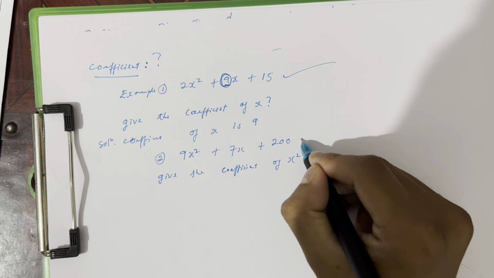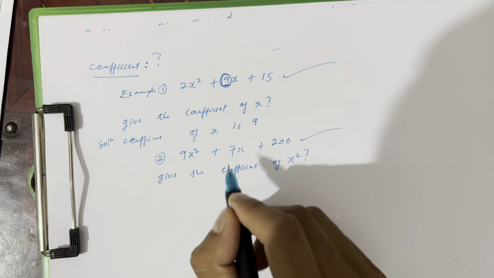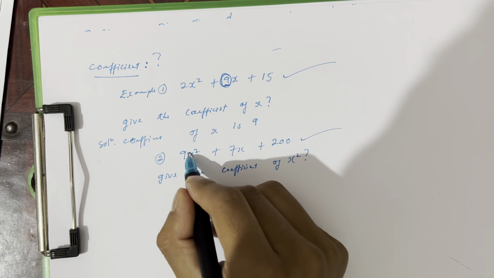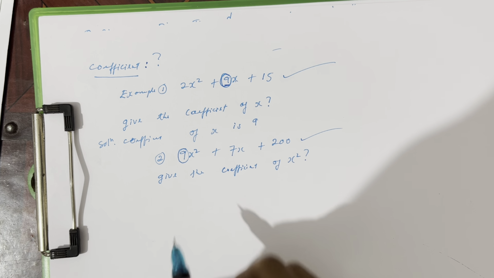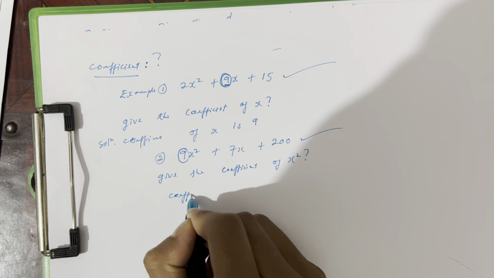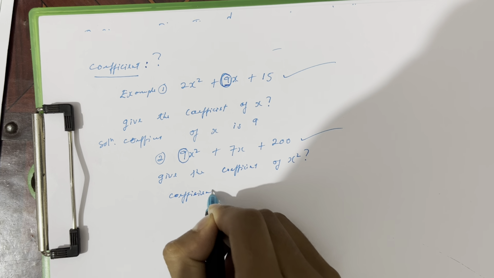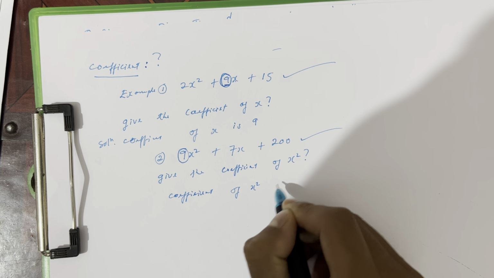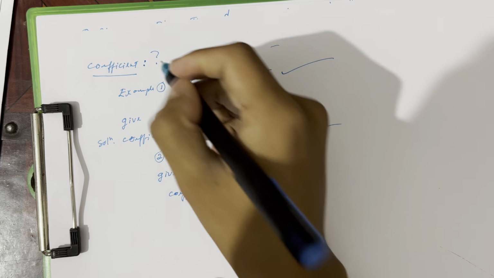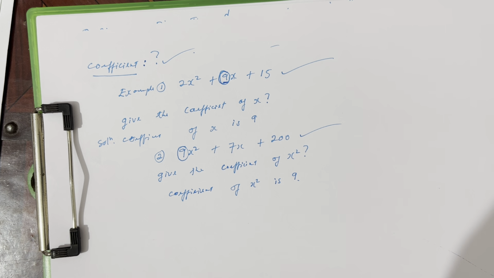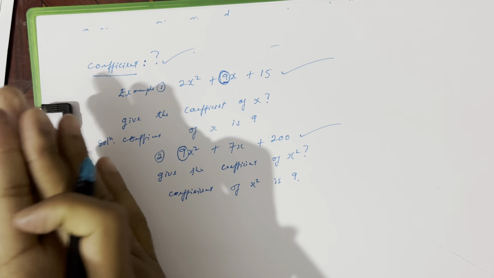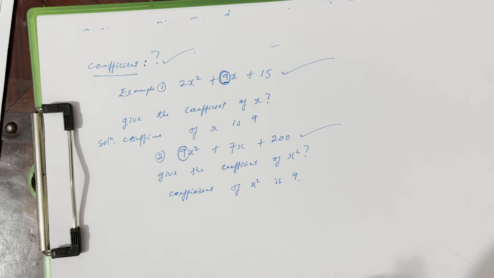You check here, this is the second example. Coefficient of x squared, this is x squared. You check the number which is in front. So what is the number here? It is 9. So the coefficient of x squared is 9. Okay, clear now? I hope you are clear what a coefficient is: the number which is in front of the variable. Understand now? Okay, clear.